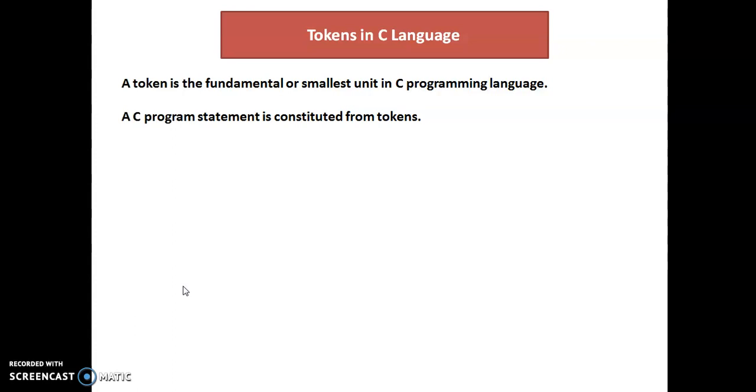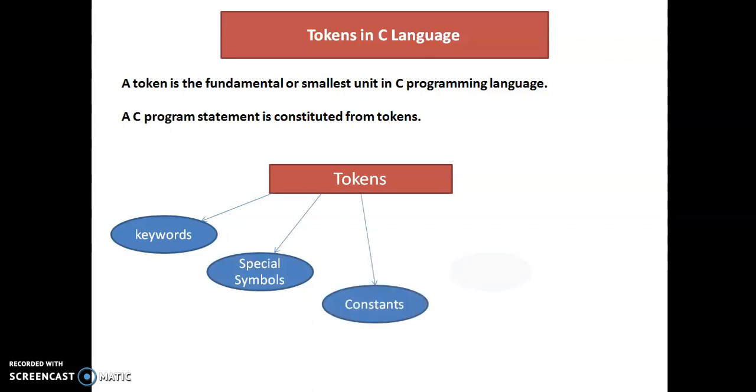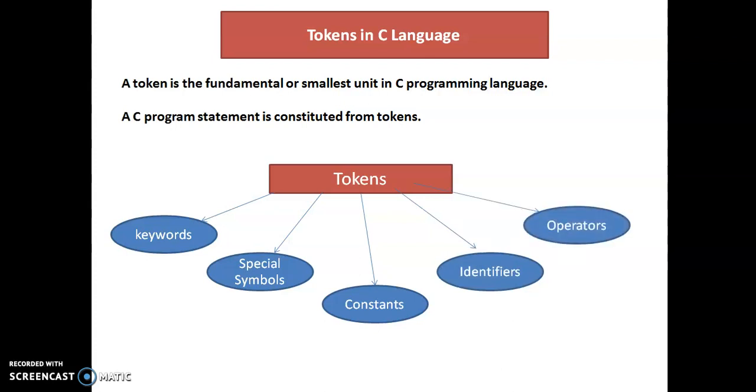We see the definition. A token is the fundamental or smallest unit in a C programming language. A C program is constituted from different types of tokens. First one, keywords, special symbols, constants, identifiers, operators. All these come under different types of tokens. So tokens are classified into keywords, special symbols, constants, identifiers, operators. All these different types of tokens make a C programming language statement.